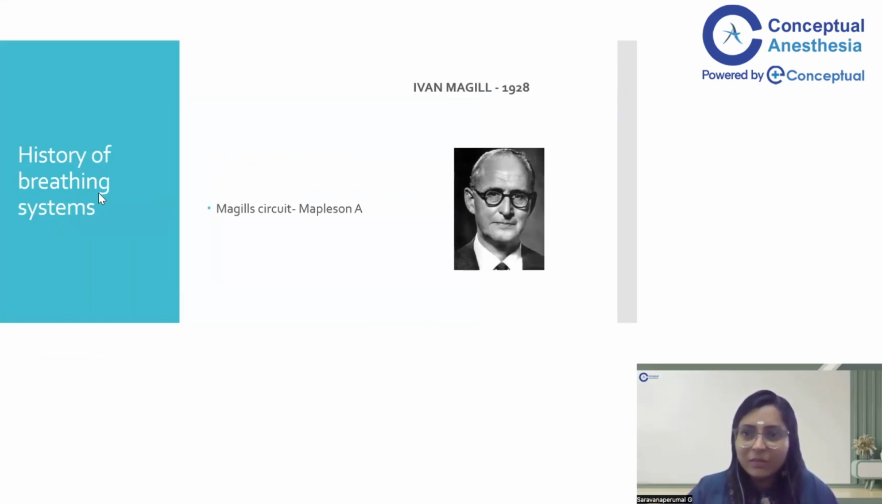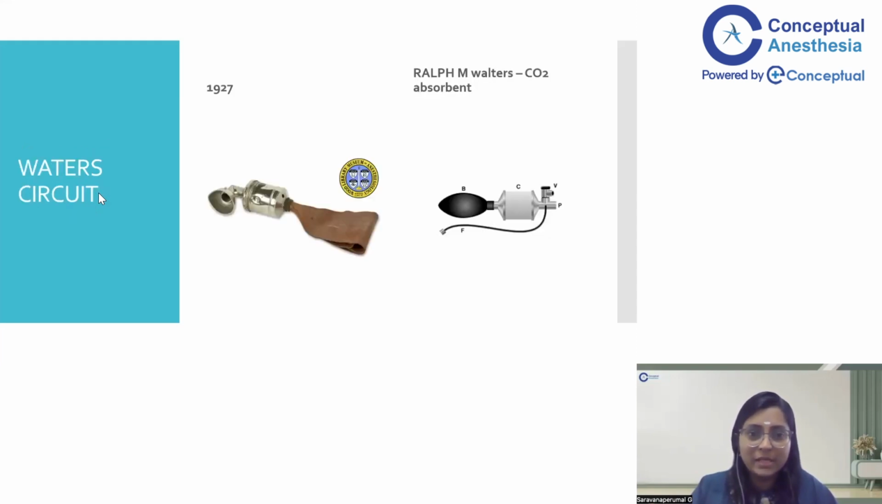Somewhere it is given as 1917, when Sir Evan McGill devised the McGill circuit, which is now present as the Mapleson A circuit. And somewhere in the Anesthesia Museum, it is given that in 1928, Sir Evan McGill devised the Mapleson A circuit.